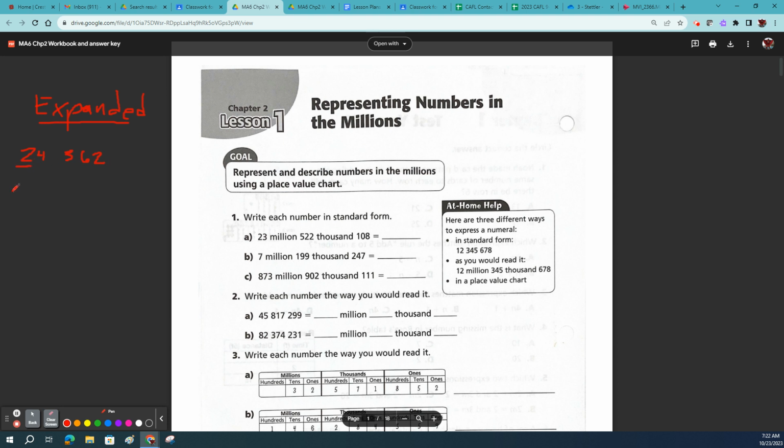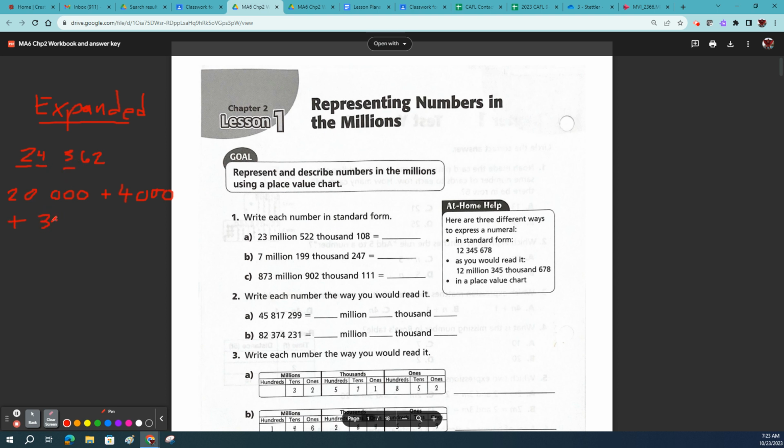So how many 10,000s do I have? Well, I've got two 10,000s, which gives me 20,000. And then I'm going to add that with the next place value, 4,000s. And then I just keep going down place values. So I'll go to the hundreds. How many hundreds do I have? I've got 3 of them.